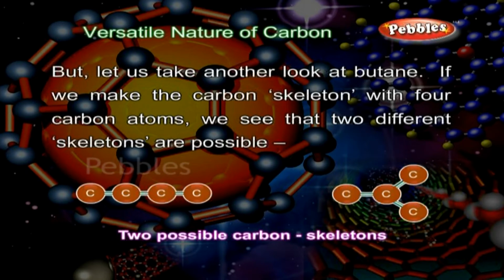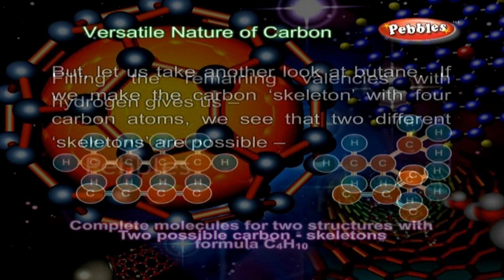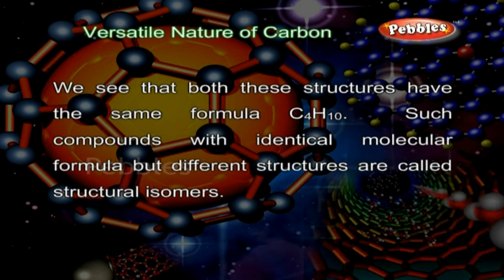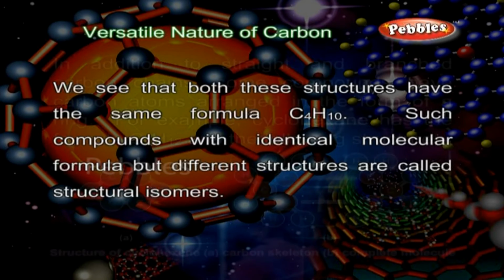If we make the carbon skeleton with 4 carbon atoms, we see that 2 different skeletons are possible. Filling the remaining valencies with hydrogen gives us the following. We see that both these structures have the same formula C4H10. Such compounds with identical molecular formula but different structures are called structural isomers.